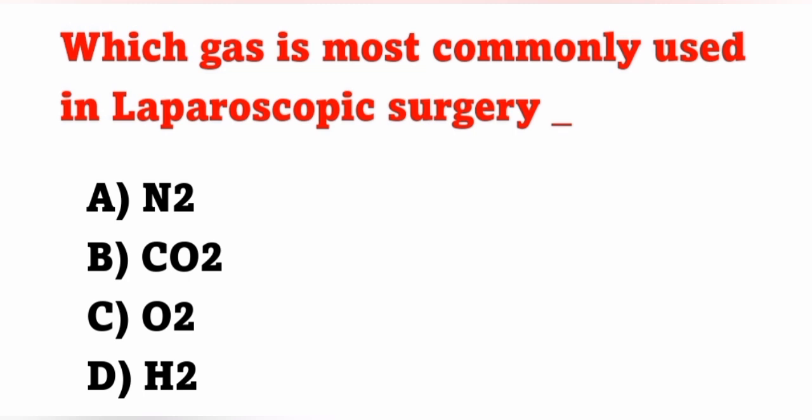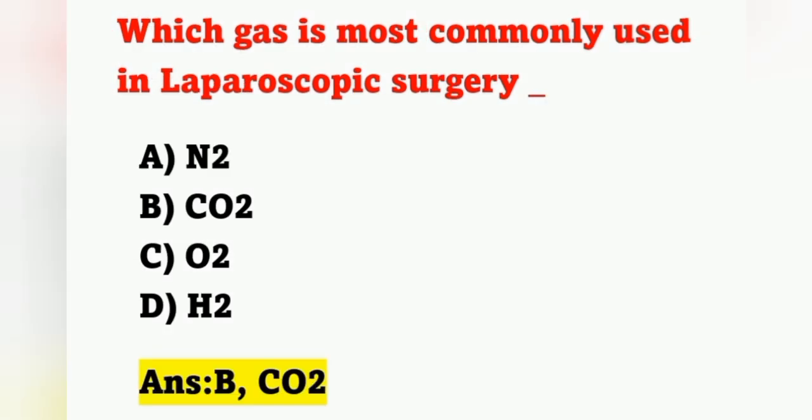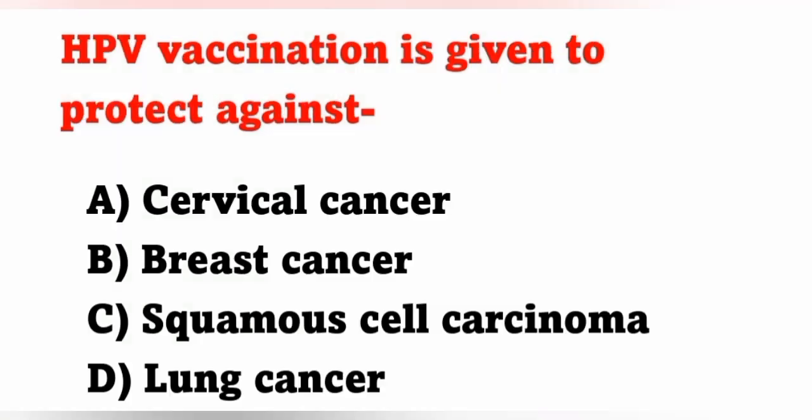And the next question, which gas is most commonly used in laparoscopic surgery? Options: option A nitrogen, option B carbon dioxide, option C oxygen, option D hydrogen. The gas most commonly used in laparoscopic surgery is carbon dioxide. Option B is the correct answer. Move on to the next question.